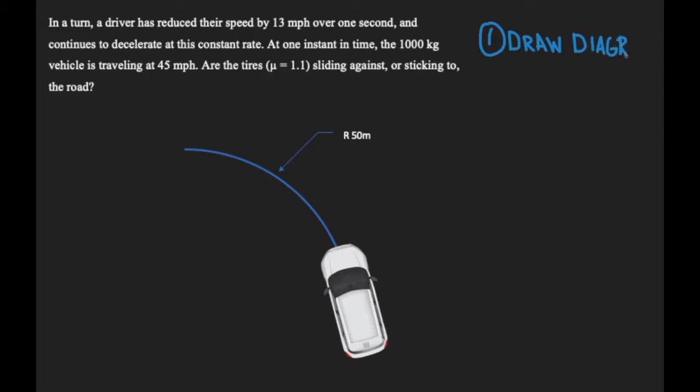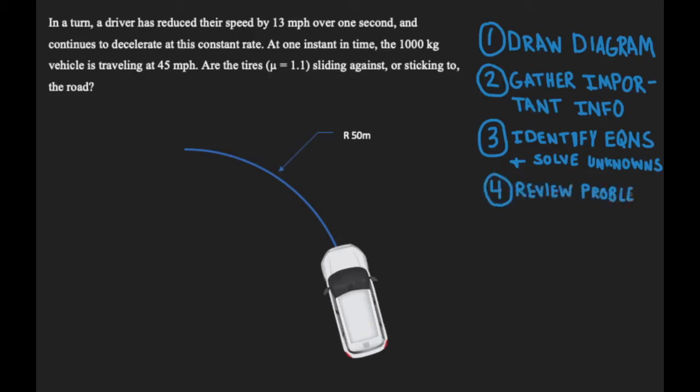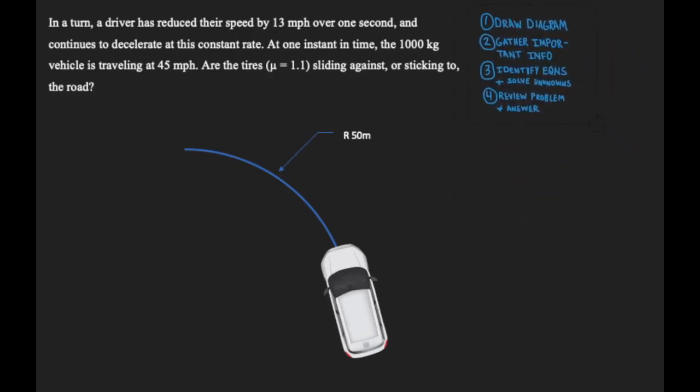So we're going to break this problem into 4 steps. Step 1 is to draw a diagram. Step 2 is going to be gather the important information that we need to solve this problem. Step 3 is going to be, based on that important information we've gathered, identify the equations we're going to use to solve the unknowns, and those unknowns are going to reveal the answer that we're trying to come up with. And finally, step 4 is to review the problem, go back and read the problem statement, and answer the question. So, is the car sliding against or sticking to the road, the car tires?